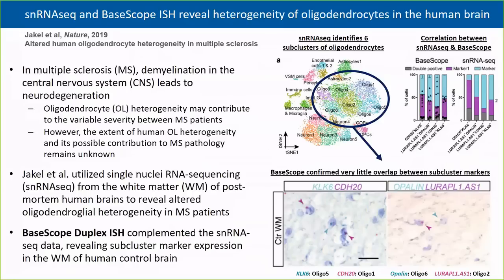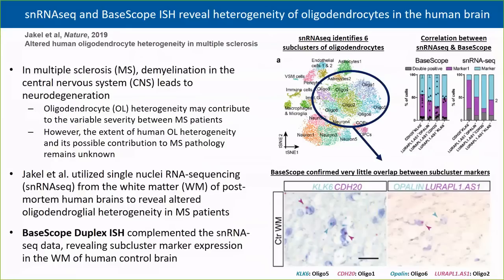The authors of this paper utilized single nuclei RNA sequencing from the white matter of postmortem human brains to reveal altered oligodendroglial heterogeneity in MS patients. This heterogeneity may be important to understanding disease progression and developing therapeutic approaches.